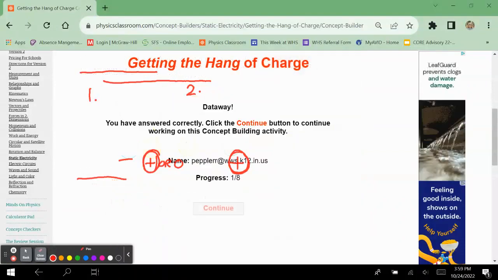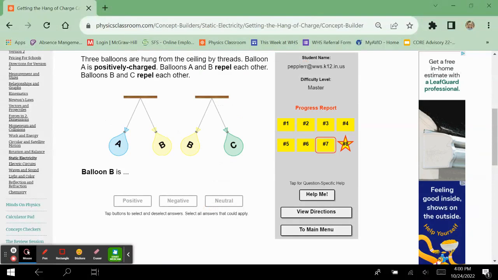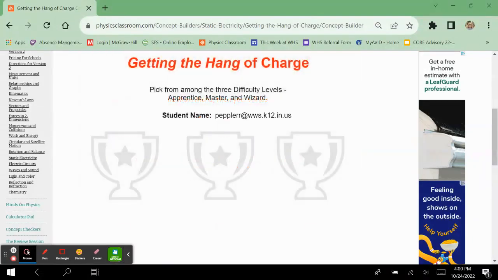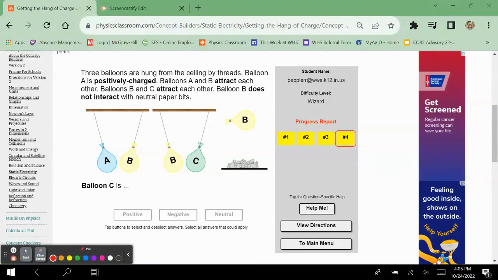Got it right. Let me clear this screen. Go back and look at another one in this trophy. This is a really good one to look at because it has a lot of critical thinking we have to do to get through to this one. So looking at this one here, we have that balloon A is positive. We know that because they tell us that for sure.